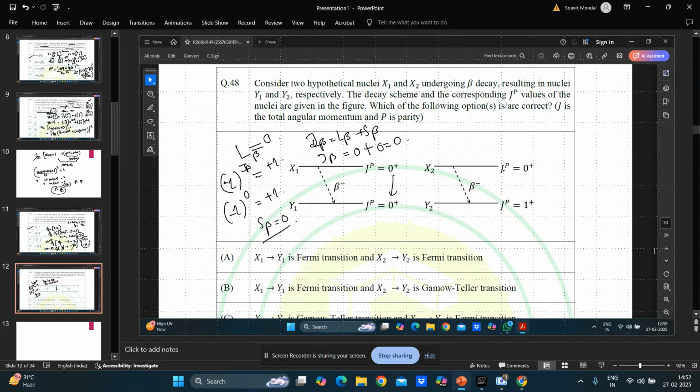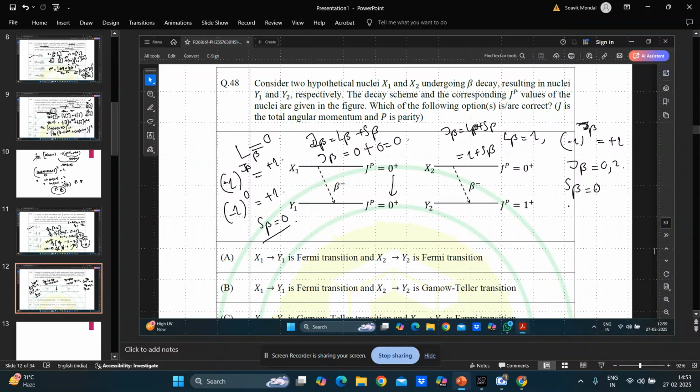Now look at this configuration. For this configuration your L beta is equal to 1, but your parity is conserved, that is, minus 1 to the power J beta is equal to plus 1, because plus to plus. So your J beta should have values like 0, 2 and so on. Now if you choose S beta equal to 0, what is your J beta? J beta is L beta plus S beta. L beta is already 1, so 1 plus S beta.